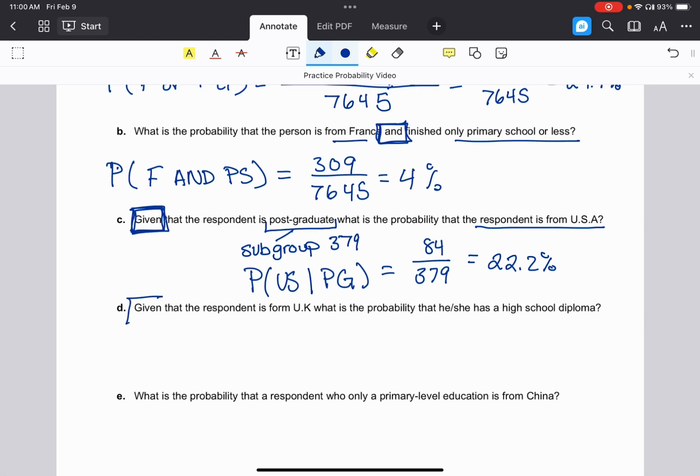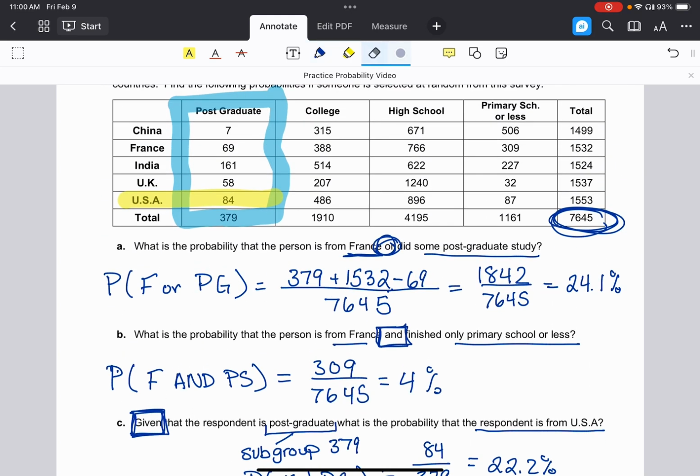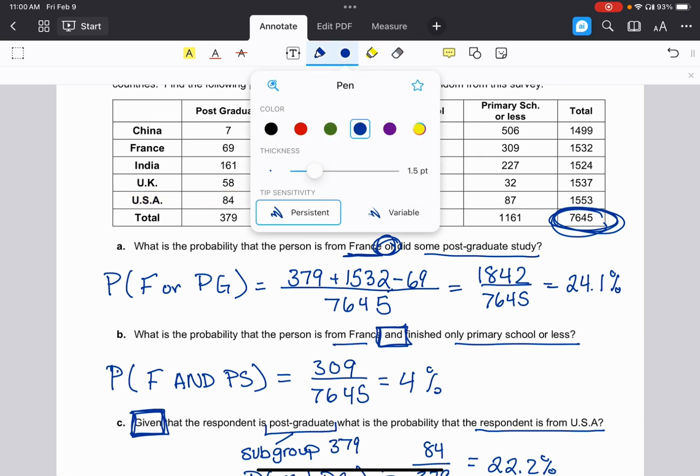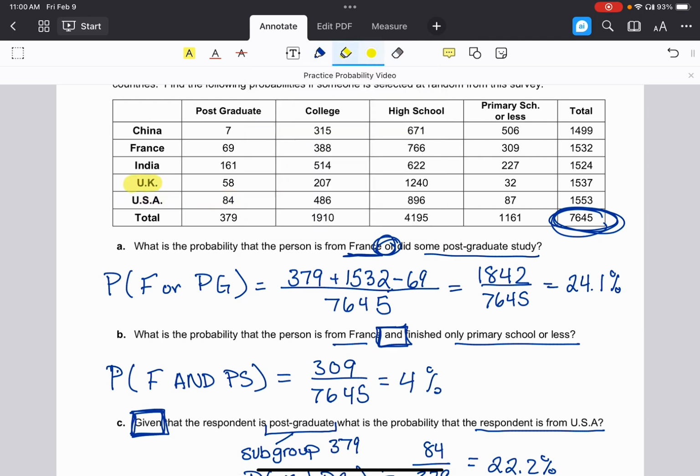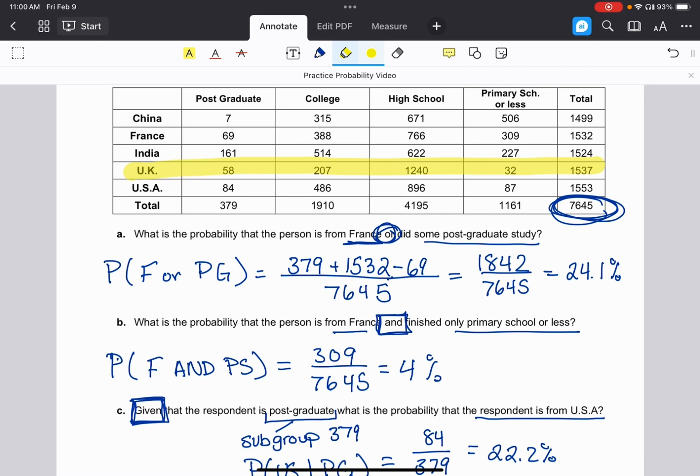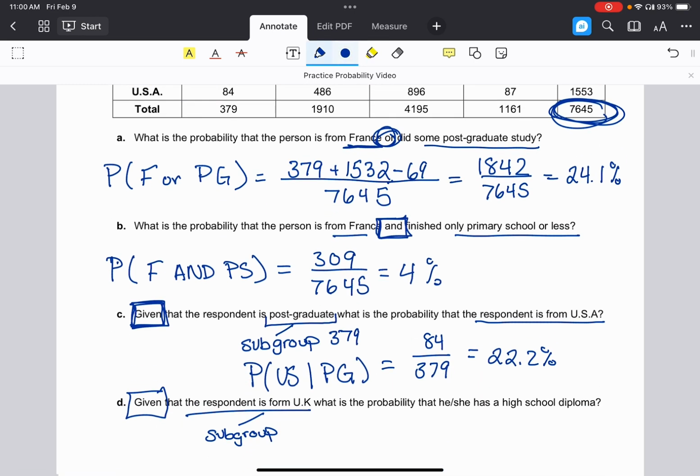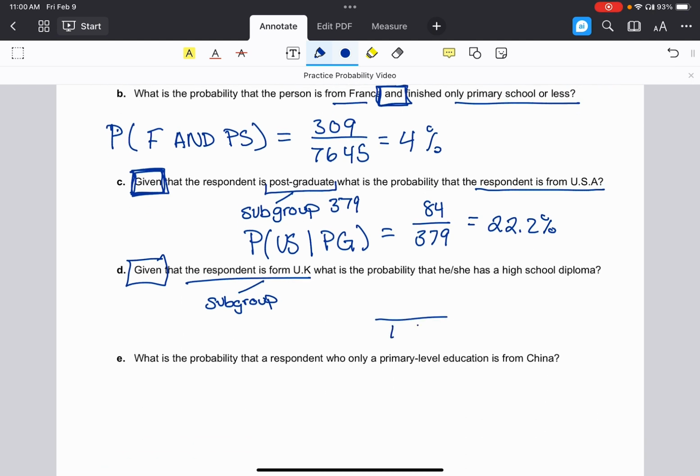All right, we got another given that the respondent is from the UK. So there's our subgroup. And so going up to our table, how many people are in the UK? 1,537. And what's the probability that he or she has a high school diploma?